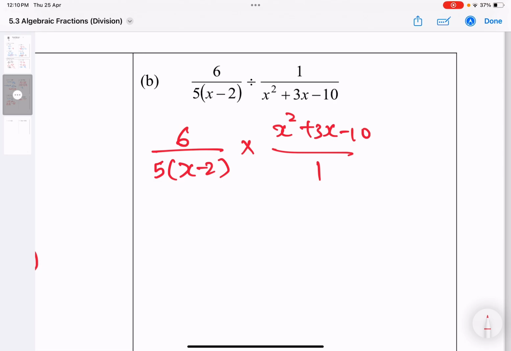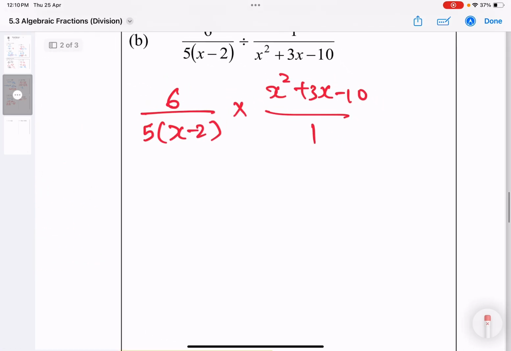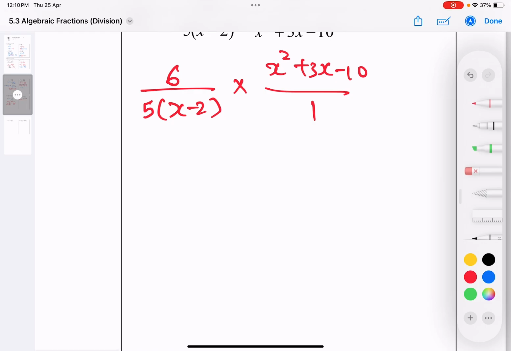I factorize. What do I have to factorize? Here, how to factorize this thing? Use what method? Yes, can you please try now? How to factorize this thing? If you have never done it before, it's never too late for you to learn.